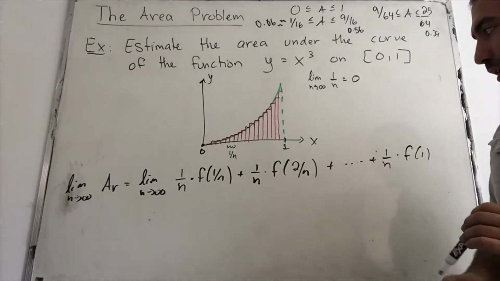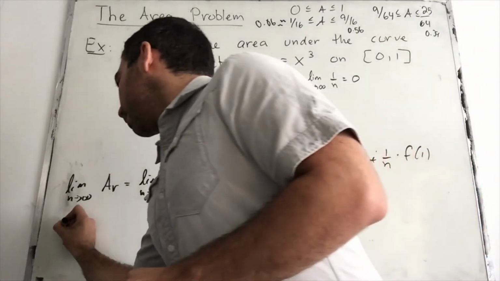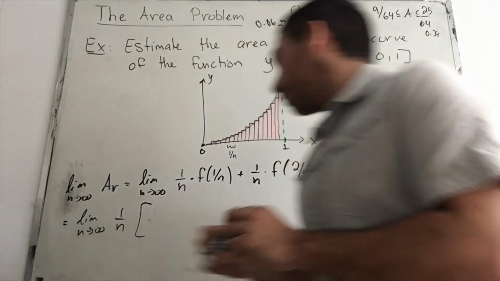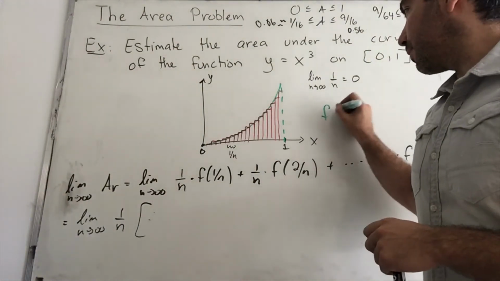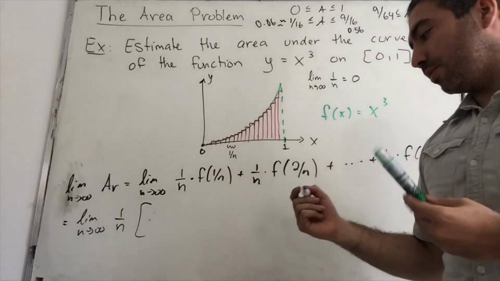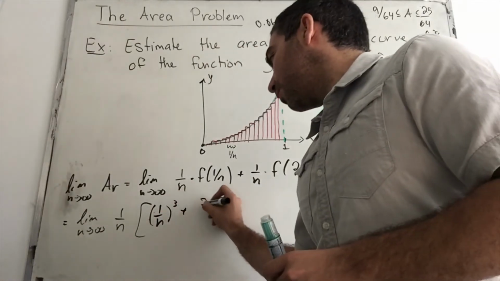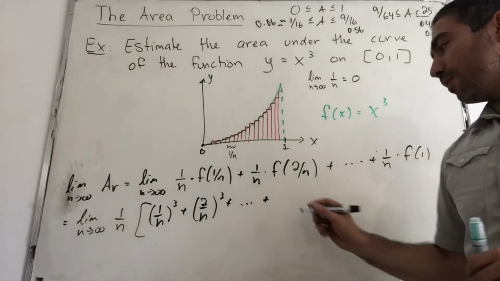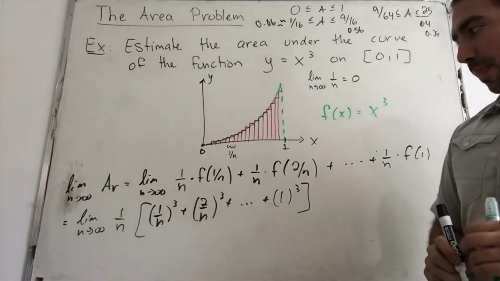Okay. So the next thing we could do is we could factor out a 1 over n, because each term has a 1 over n. Let's do that. And the f of 1 over n, remember the function that we're using is the function f of x equals x cubed. So we have 1 over n cubed plus 2 over n cubed plus dot dot dot all the way to n over n cubed, or 1 cubed. Okay.